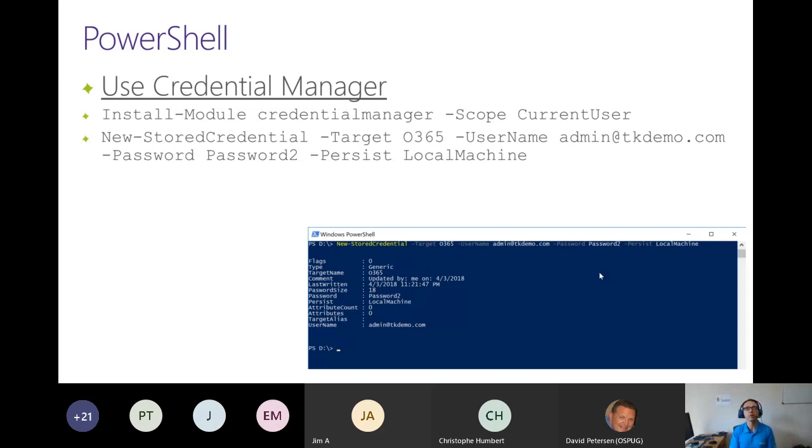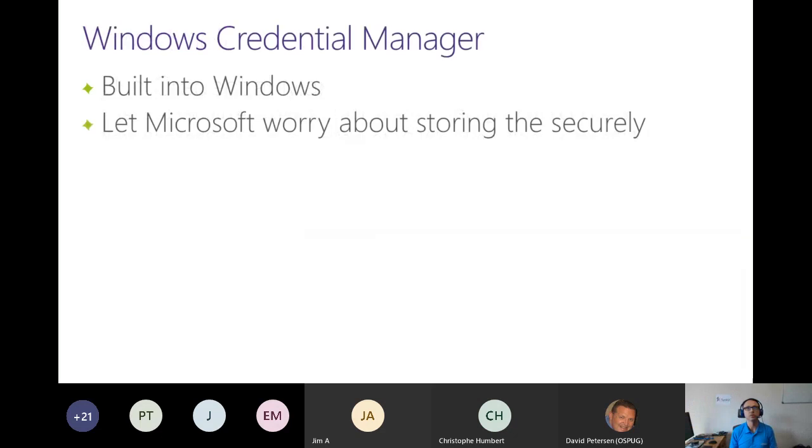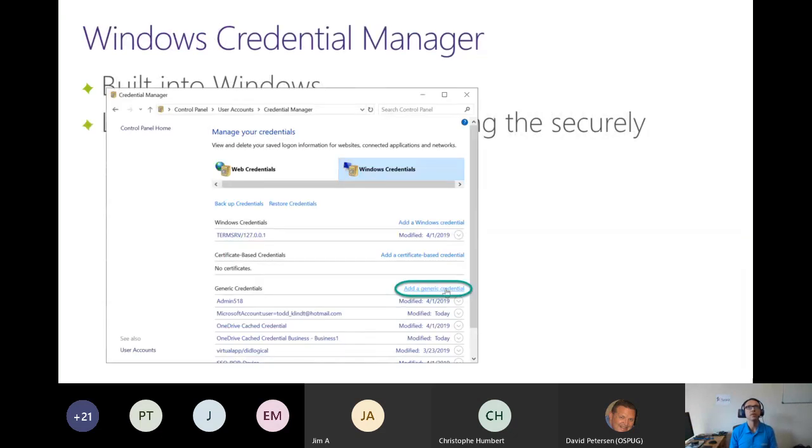Once you install that module, it adds some commandlets and this whole new stored credential. So I can use that to create a credential that I will use to access Office 365 later. Or if I'm in the Windows Credential Manager, I can see where some have already been created, like that admin 518, whatever. Then I can use some commandlets that come with that stored credential module to pull those out. Either way, it doesn't matter how you create them, because it's all Windows Credential Manager.